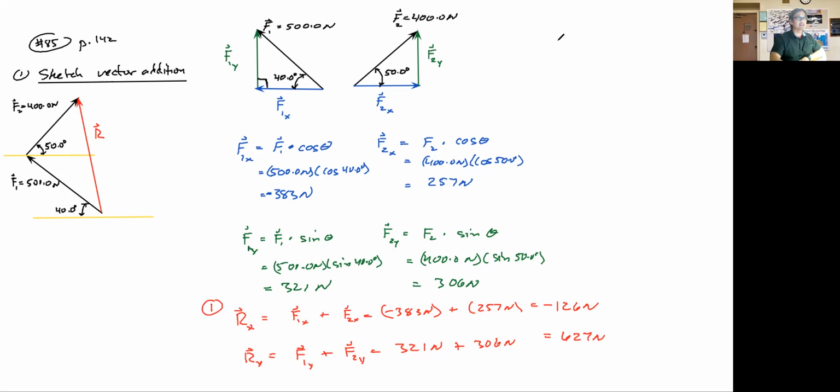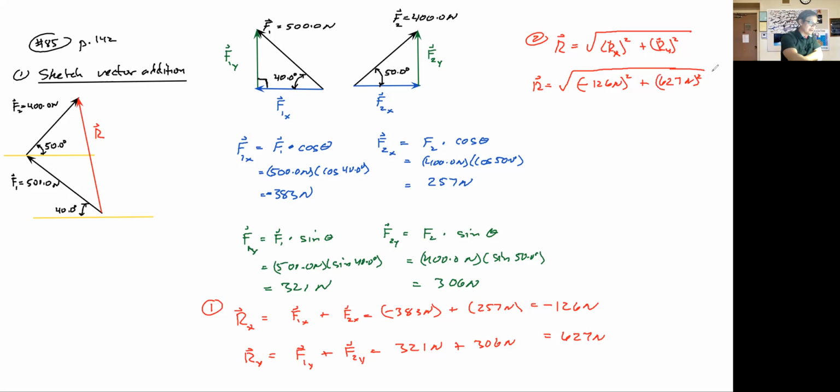In order to get the actual length of the resultant vector, we have to use the Pythagorean theorem. We're going to take the x component and square that, add that to the square of the y component, and take the square root of the whole thing. Therefore, r is going to be the x component, minus 126 newtons, squared, plus 627 newtons, squared.